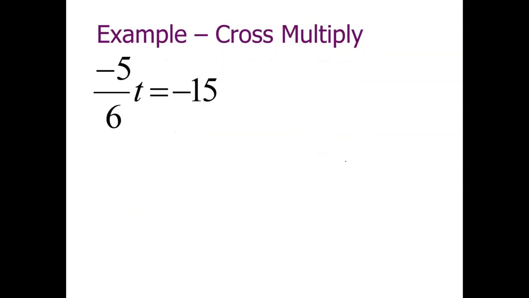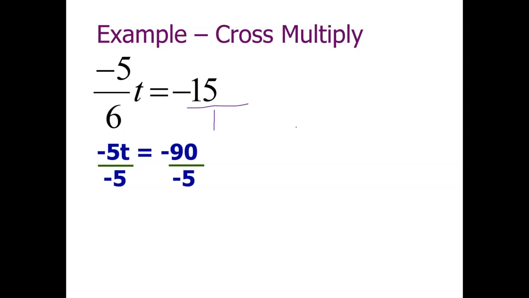Here's another example. You can put 1 underneath the negative 15 and let's start cross multiplying. So when I multiply 1 times negative 5t, I get negative 5t. And I can multiply 6 times negative 15, which will give me negative 90. Now, to make t alone, I have to divide both sides by the numerical coefficient, negative 5. So let's go ahead and divide both sides by negative 5, which we did earlier.